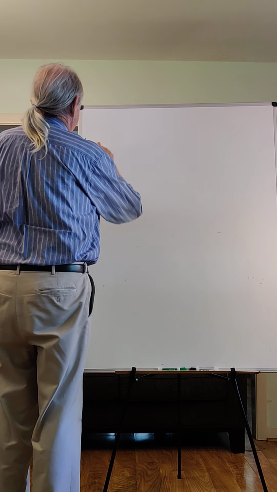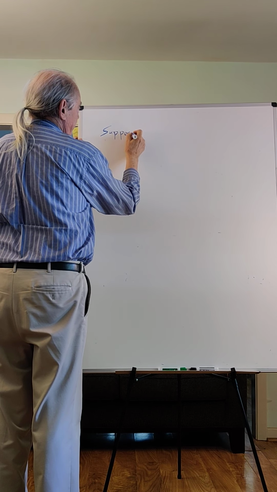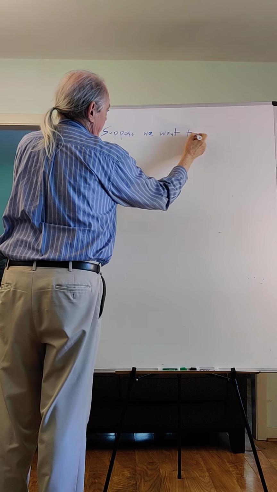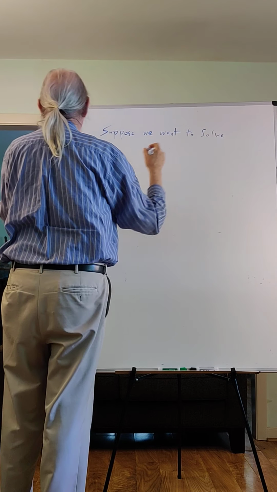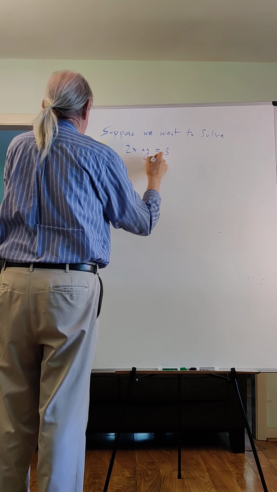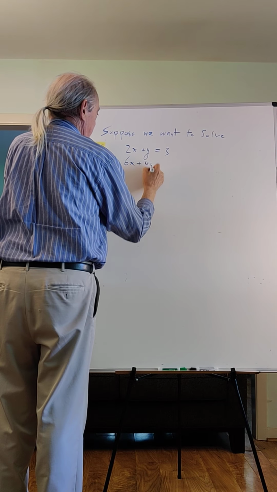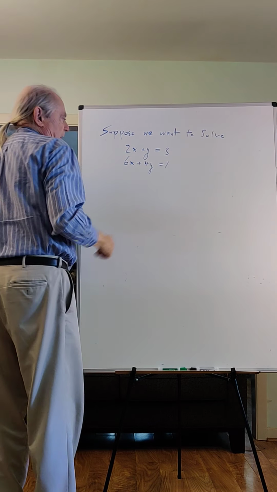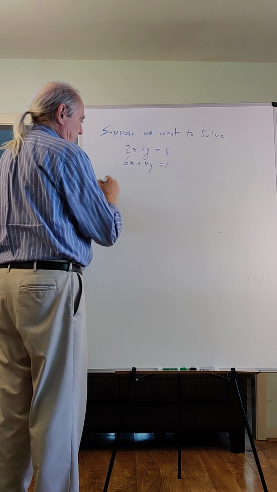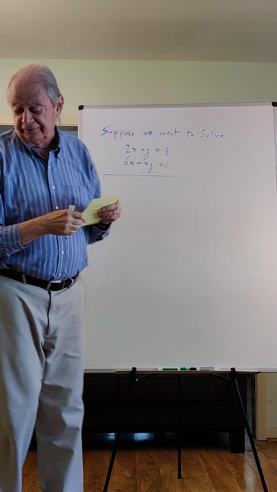All right, so suppose we want to solve 2x plus y equals 3, and 6x plus 4y equals 1. Now we know various ways to do this already, but if we want to use matrices, we can do the following. Now I'm not talking about Gauss-Jordan elimination. This is a new method.